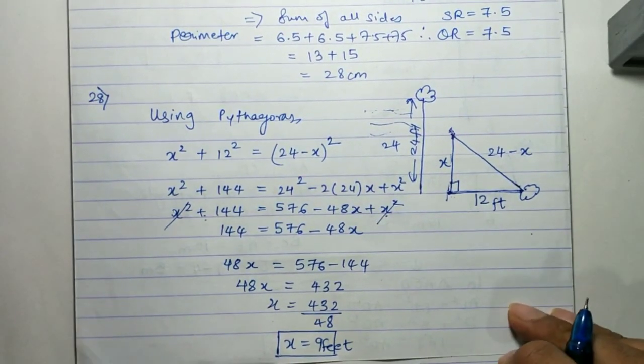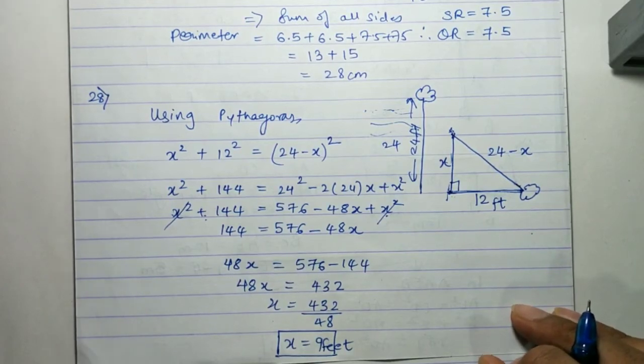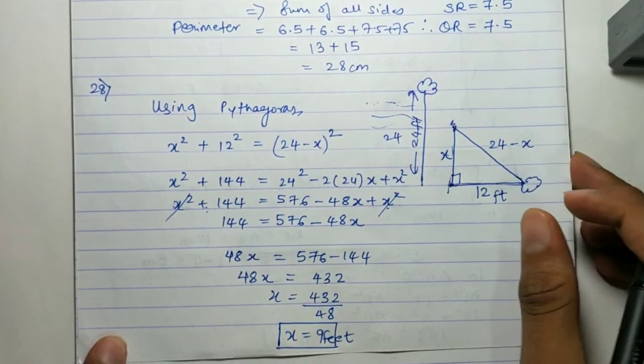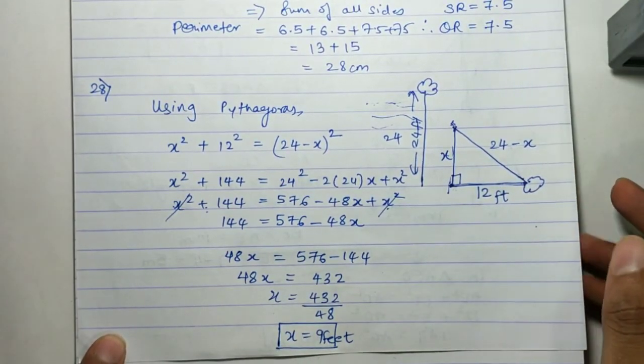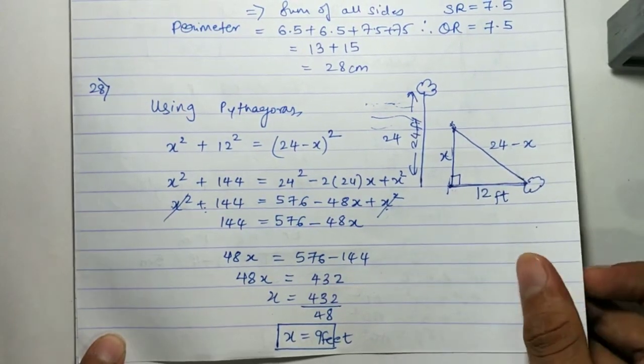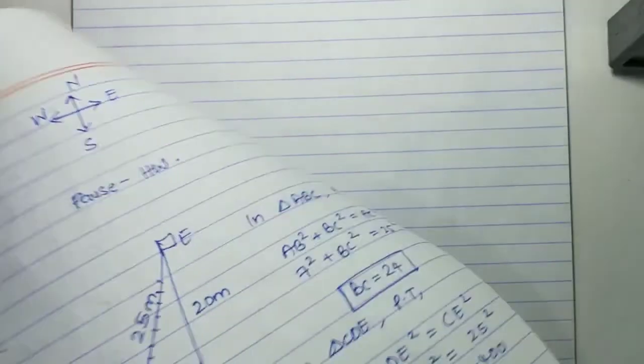Okay, now from the exercise we have completed the sums which were calculative. Now we'll start with sums which are proof based.